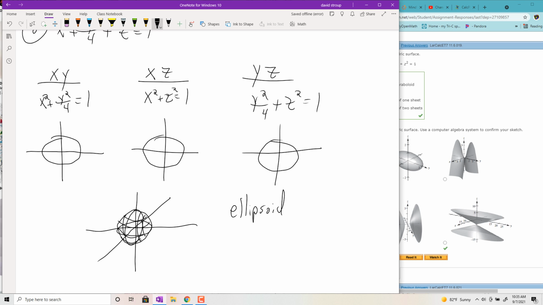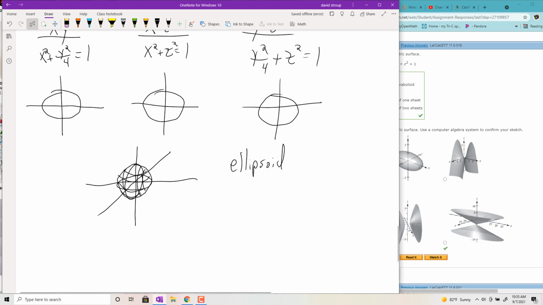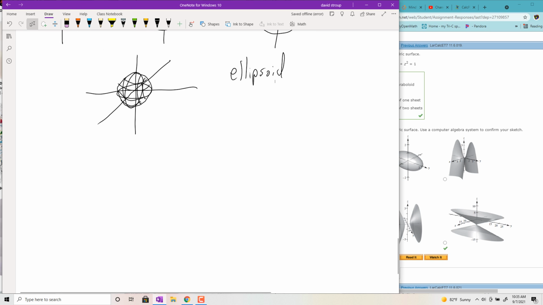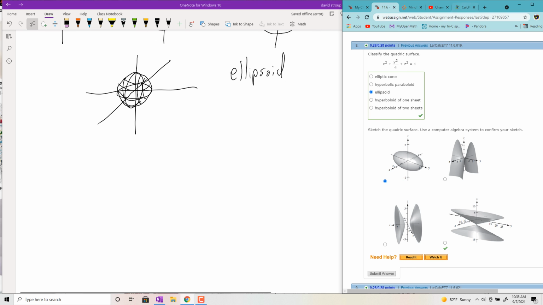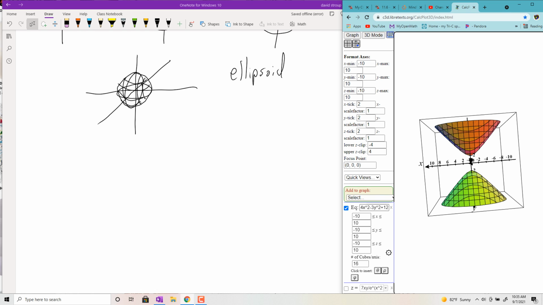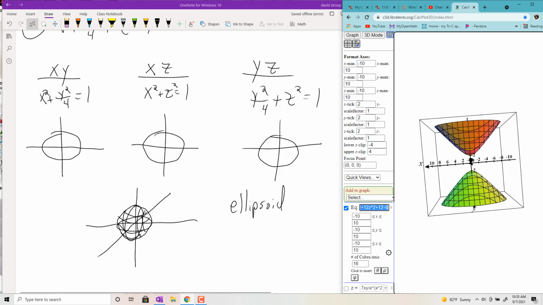So that would be all you would need on my test. You just do the 3 cross sections that show the ellipses, do little pictures. You don't have to be perfect, and then mention it's an ellipsoid. You don't even have to do the 3D picture. Again, you could do it in Calc Plot 3D or whatever it is.